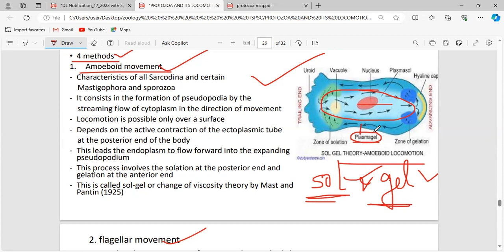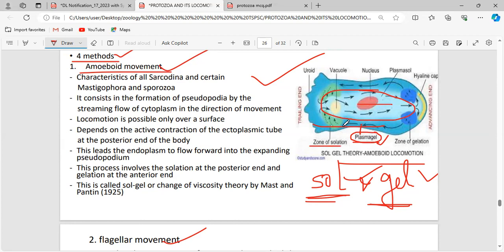This plasmogel forms a rigid boundary at the boundary of the cell, and the fluid plasmosol moves. The plasmogel is rigid. They stand just like that, and this plasmosol will move and extend forward. This will be stable and this will move. The plasmosol extending forward means the animal will move forward. Next, the plasmogel then moves to the zone of isolation.